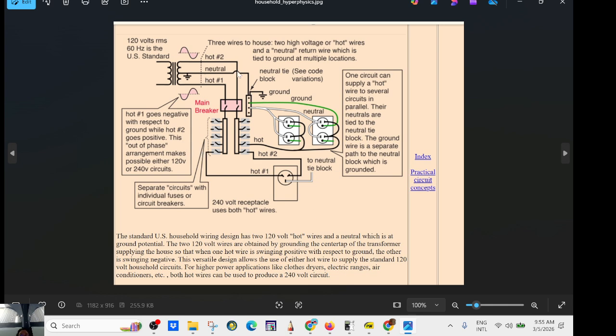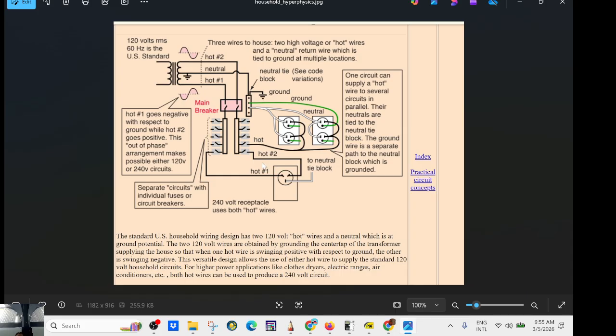Okay, so this is household wiring. It's from the website Hyperphysics. Here you have a transformer. You're going to go from 4000 volt to 120 volt, and you have two hot wires. One will be 120 volt, the other one is 120 volt, but they are out of phase. So in between them, it's going to be 240 volt.